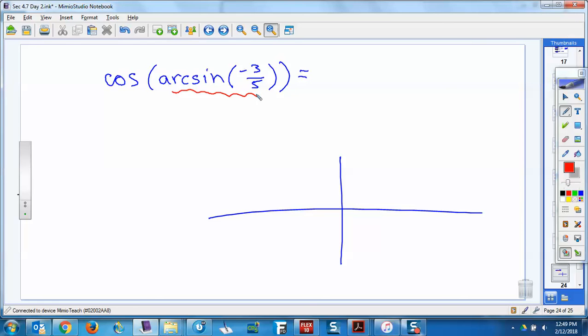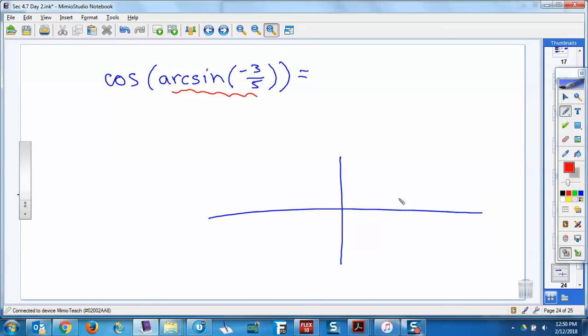On the inside, the angle whose sine is negative 3/5. If we do no calculator on this, you'll have to do no calculator with your Pythagorean theorem too. So you have to do a little squaring and subtracting on your own. I don't care about simplifying the square root, so don't worry about it.